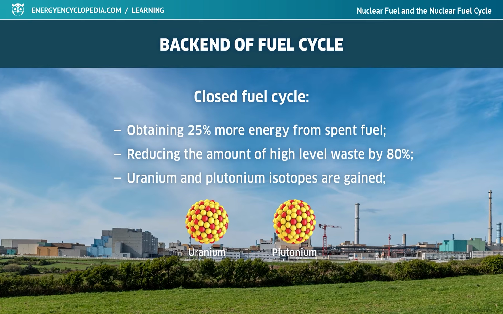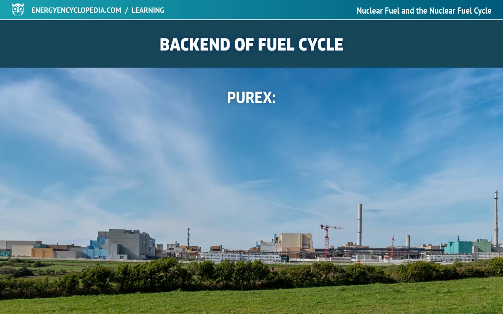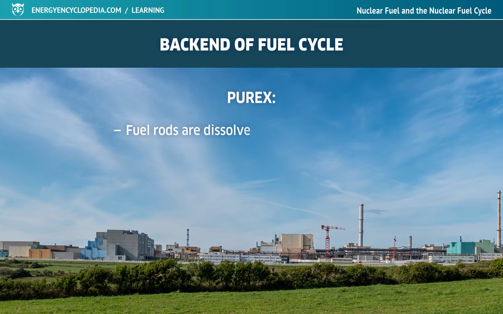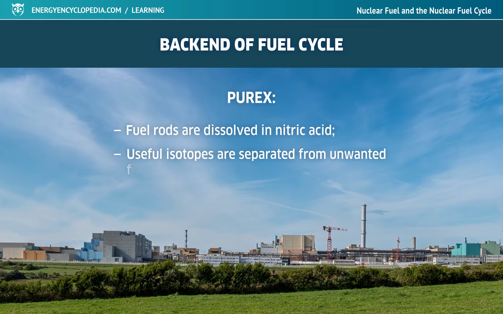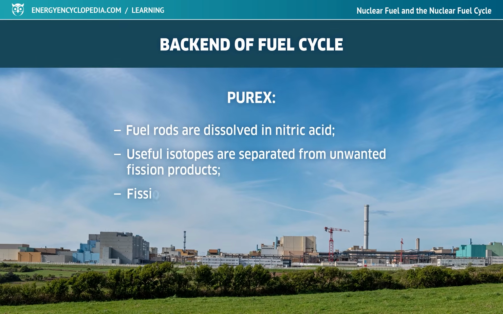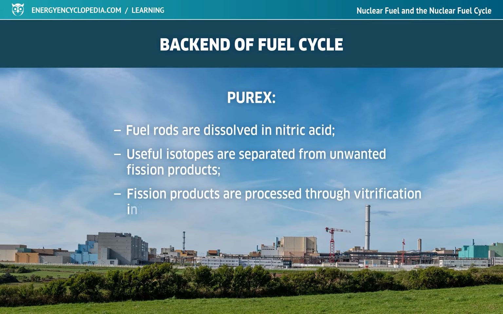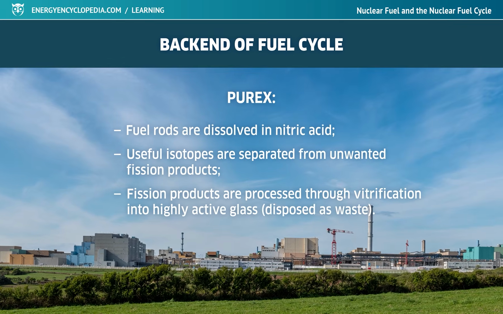The main method used in reprocessing plants to extract uranium and plutonium is the Purex method, in which chopped fuel rods are dissolved in nitric acid and the useful isotopes are then separated from the unwanted fission products by various chemical reactions. These are eventually processed through the vitrification process into highly active glass, which is then disposed of as waste.